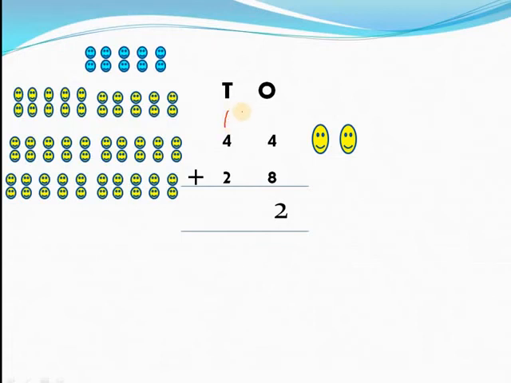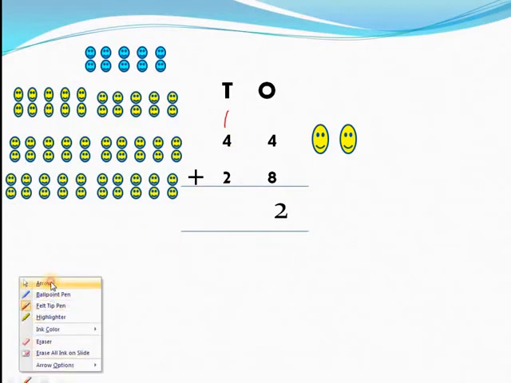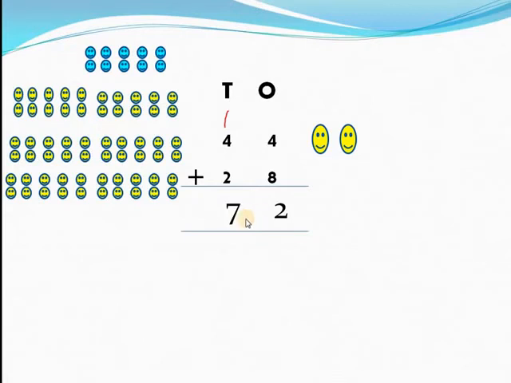Now we are going to add 1 plus 4, that is 5. 5 plus 2, that is 7. That means your answer in tens place is 7. Your total answer is 72.